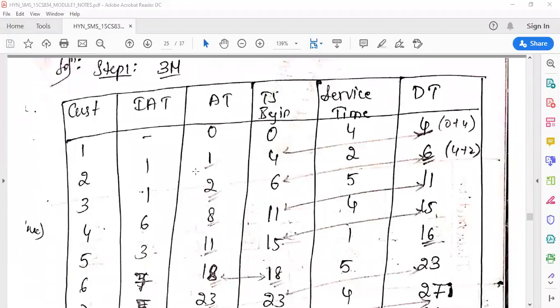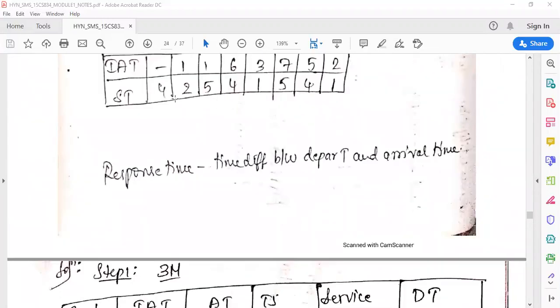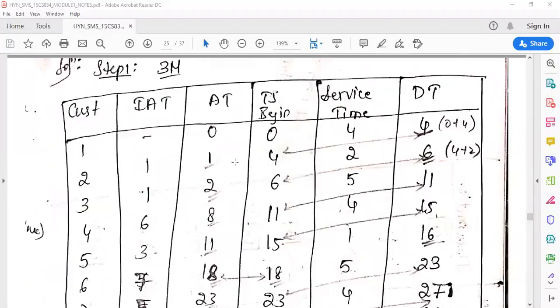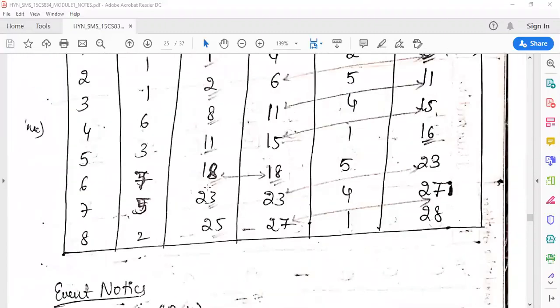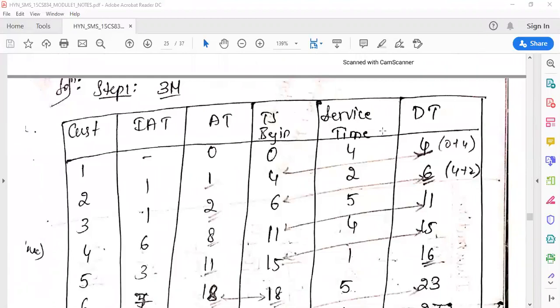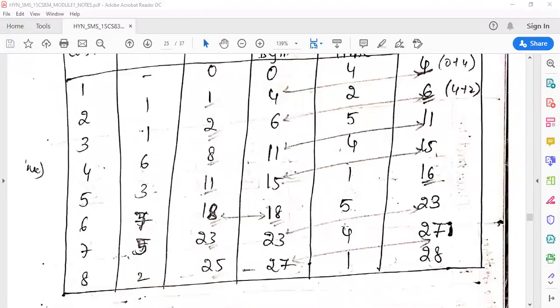first you have to create a table so that we can form the event notices. So write the customer column. How many customers? 8 customers, because we have 8 service times here. So write down the inter-arrival time as given in the table. Now the columns for arrival time, time service begins, service time, and time service ends. For service time, also copy the same values given in the question.